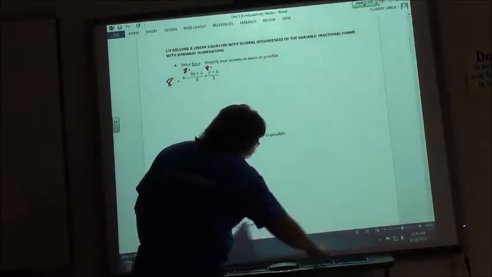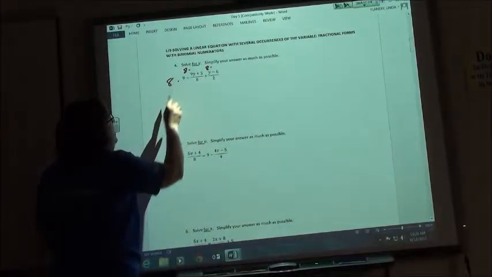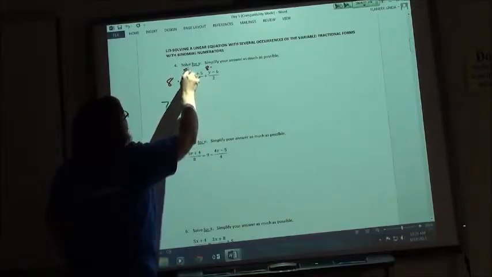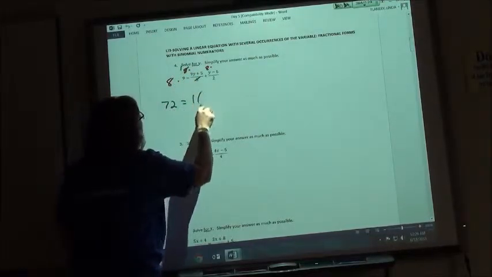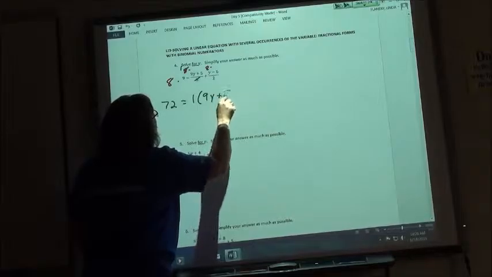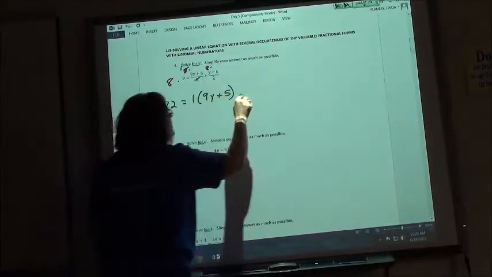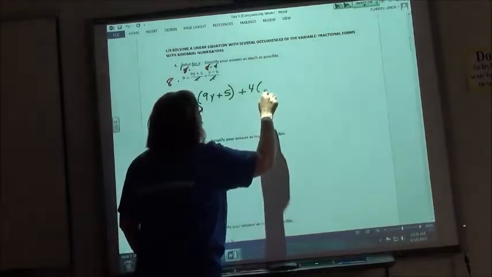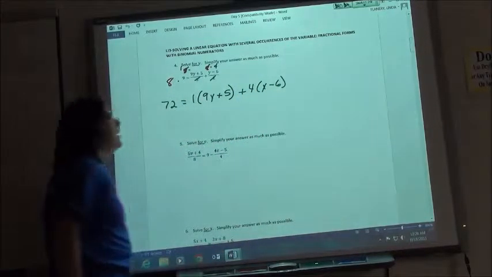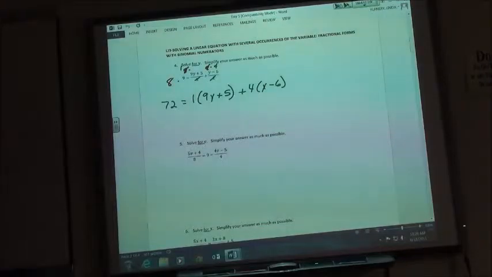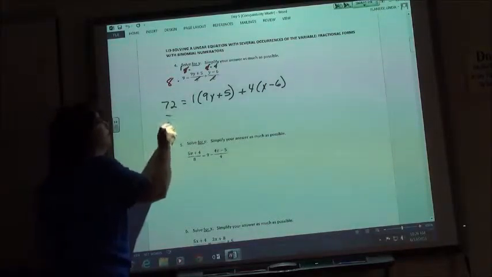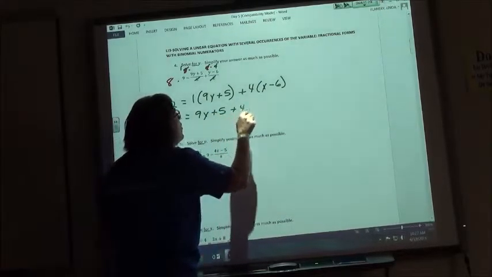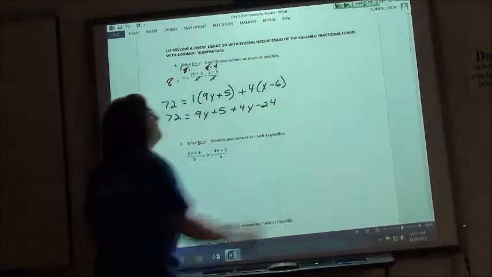And so what's going to happen here, 8 times 9 is 72. That's going to equal, and what I'm saying is 8 goes into 8 one time, so I'm taking 1 times the 9y plus 5. Plus 2 goes into 8 4 times, so I have to take the 4 times the y minus 6 and use my distributive property. So 72 is going to equal 9y plus 5 plus 4y minus 24.